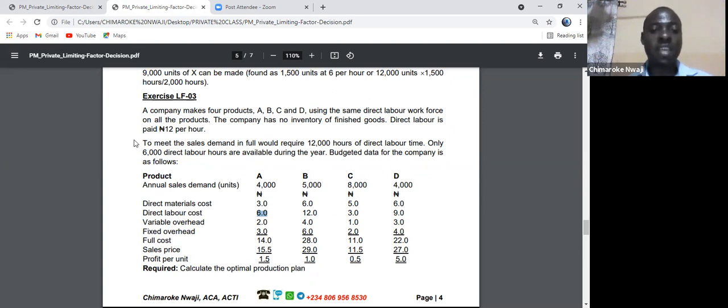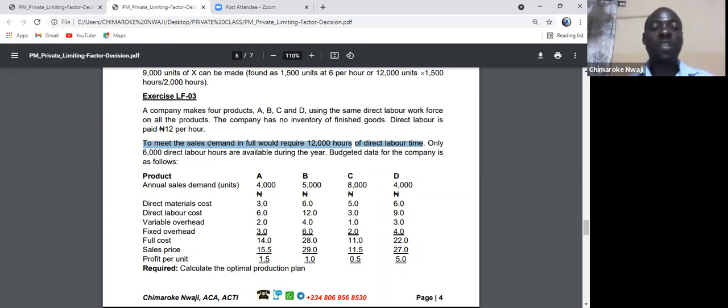So did you see here that the question says to meet the sales demand in full will require 12,000 hours of direct labor time? We just confirmed that. This is not needed in the question, but for the sake of tutorial, we just have to confirm that. Never do this in the question to confirm if that is true. You don't have the time. Just believe the examiner that he has done that for you.